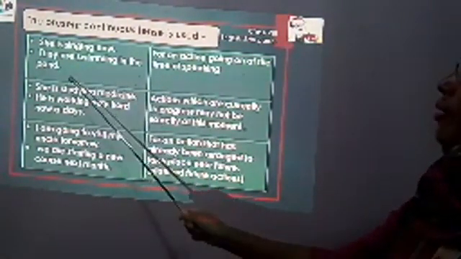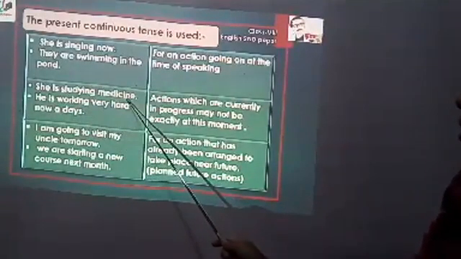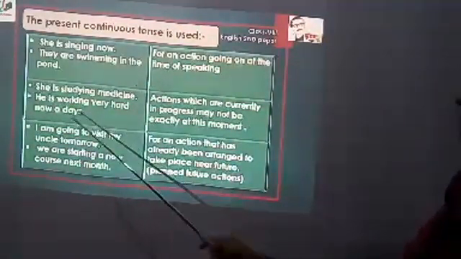So let's see. The present continuous tense is used. She is singing now. At the time of speaking, the action is going on here. They are swimming in the pond. At the time of speaking, action is going on. We can use present continuous tense for an action going on at the time of speaking. Also, we can use present continuous tense to talk about an action which may not be exactly at this moment. She is studying medicine. He is working very hard nowadays.